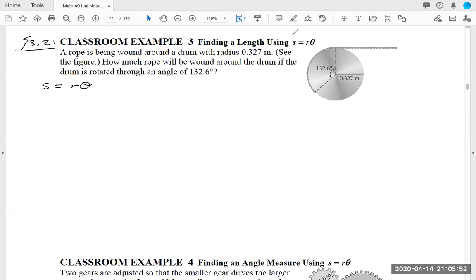Let me actually just erase this and reiterate that our formula is S equals R theta. How did we know that we needed to use the length? If we weren't given this part saying find the length, how would we know? Well, how much rope will be wound around the drum? That's our hint. We're actually starting right here.